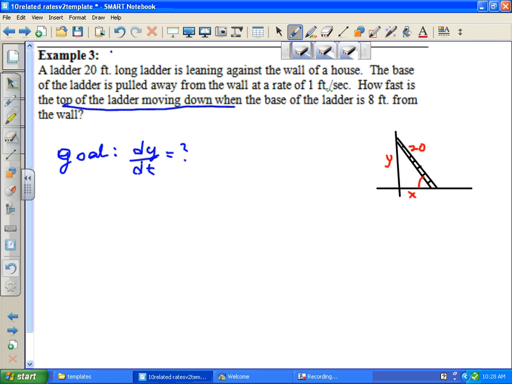Okay. And what's given to us? The rate at which it's pulled away from the wall, that's dx/dt. And is that positive or negative 1? Positive, because x is getting larger as this ladder moves that way. It's moving at a rate of 1 foot per second. And they want to know what dy/dt is at the moment when the ladder is 8 feet from the wall. So what is that, x or y? X. So they want to know this when x is equal to 8.